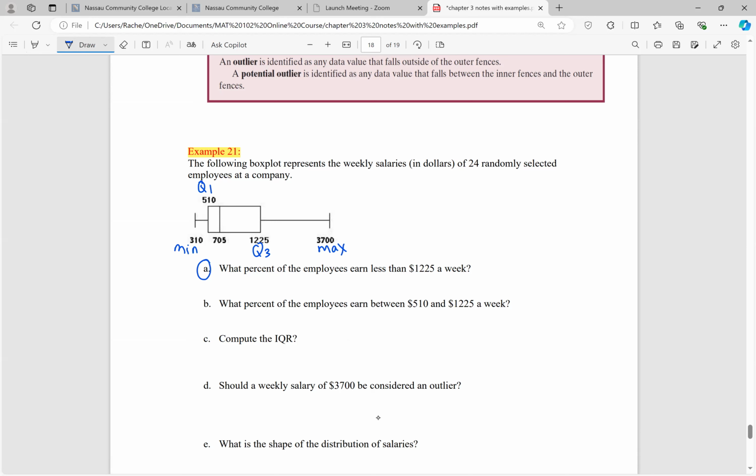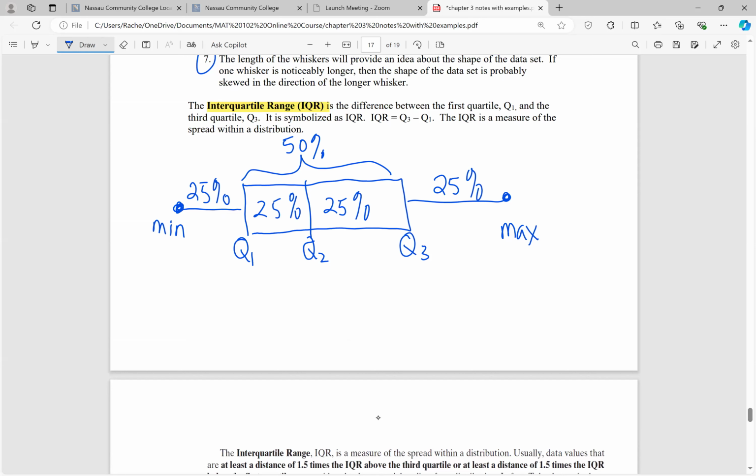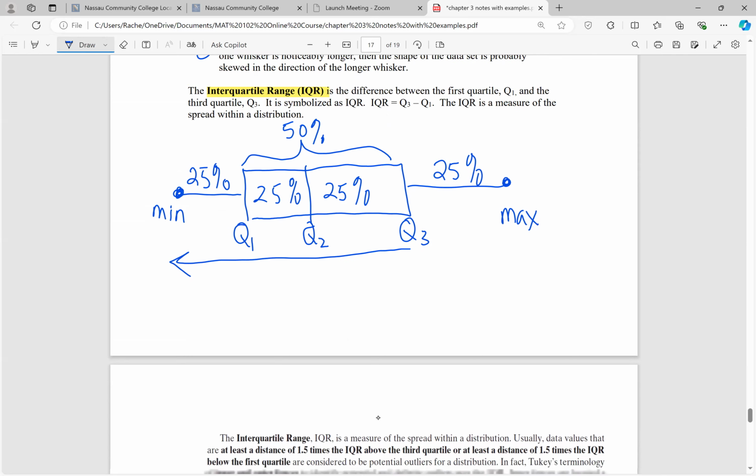And then the vertical line that's between Q1 and Q3, that's going to be Q2. So the question is, what percent of the employees earn less than $1,225 a week? So in other words, what percent of the salaries are less than $1,225? Now, remember the general box plot that I drew up here and how the different percentages are distributed, right? So to the left of Q3, we would add up 25%, 25%, and 25% for a total of 75%.